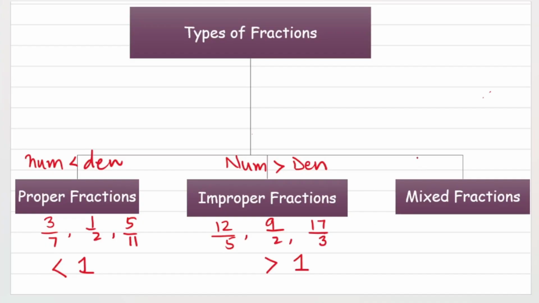Mixed numbers, the combination of a whole number and a proper fraction. For example, 3 and 1 half, 6 and 2 thirds, 7 and 1 fifth.